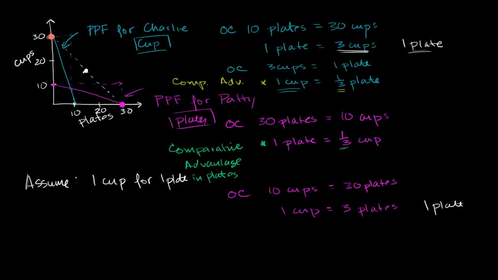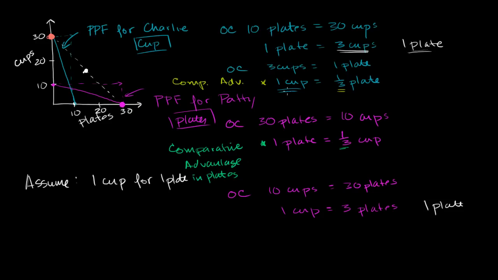What I want to do in this video is make sure we understand the difference between comparative advantage and absolute advantage. What we saw in the last video is that Patty had a comparative advantage in plates relative to Charlie because her opportunity cost of producing one plate was lower than Charlie's opportunity cost of producing a plate. Hers was 1/3 of a cup, his was 3 cups.